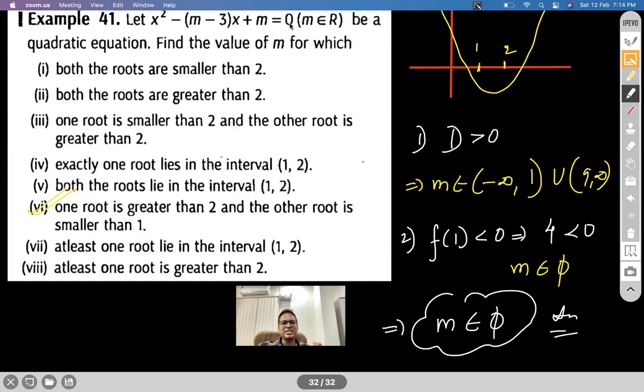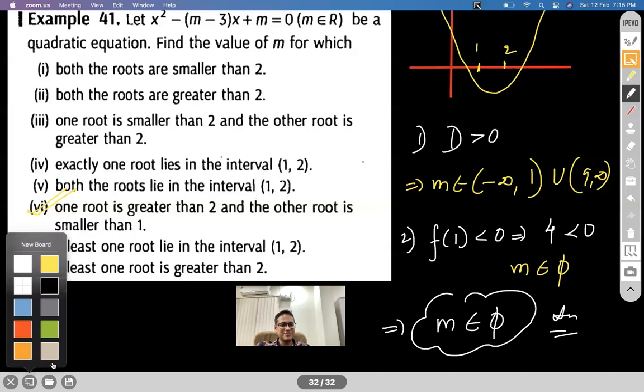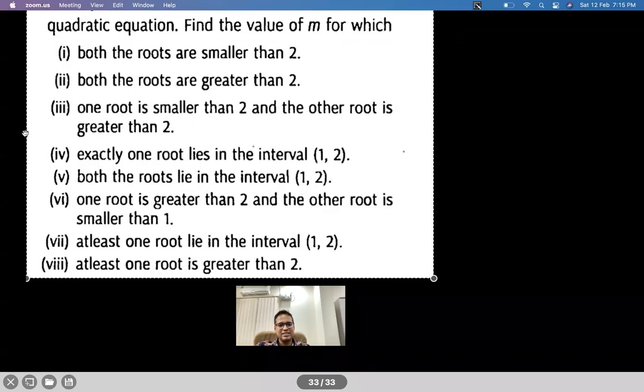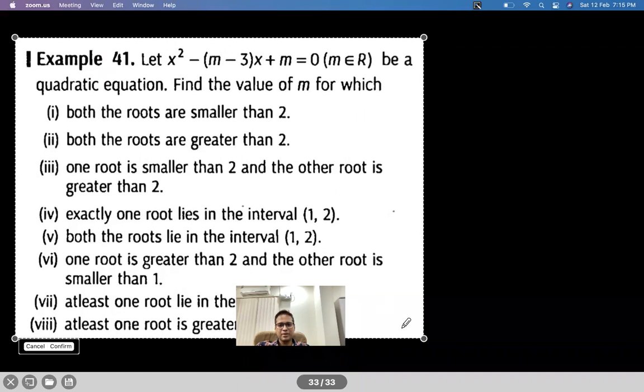Is it fine? Any questions, any concerns? I'll be telling in the last 5 minutes, so not to worry. Okay, so we'll take the seventh question also. Why leave that off? Seventh and eighth, we'll do it.